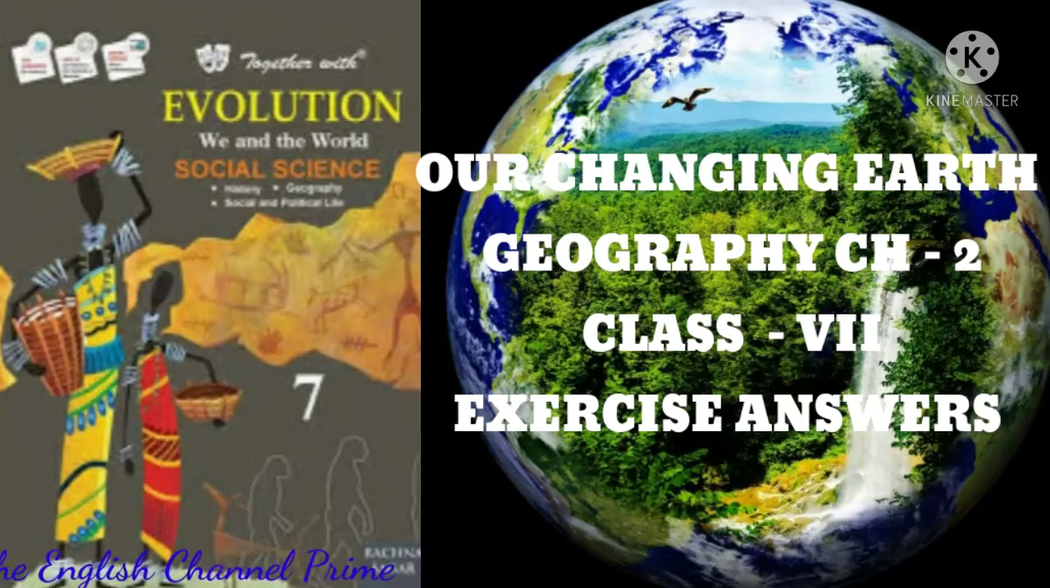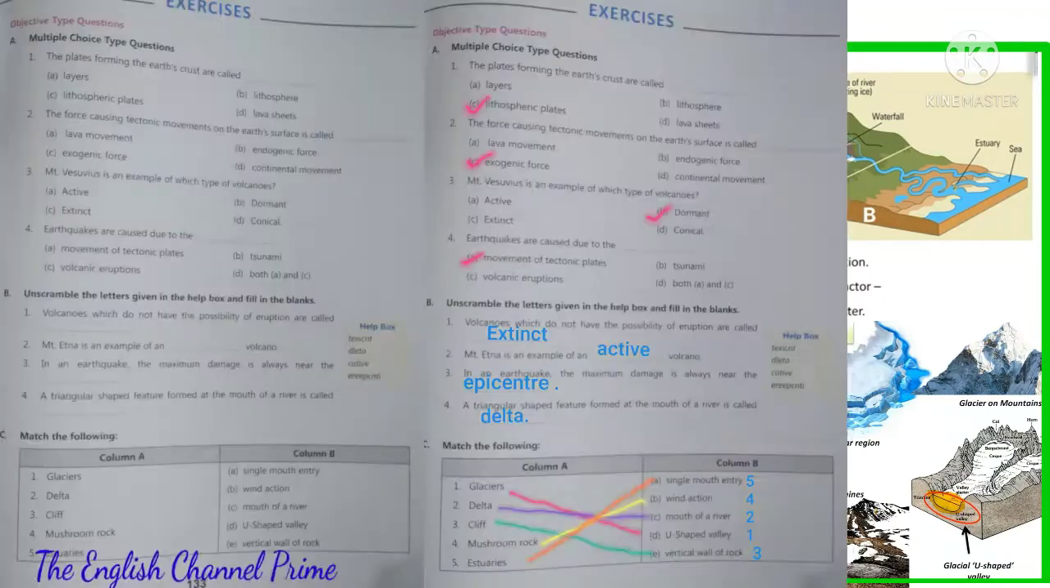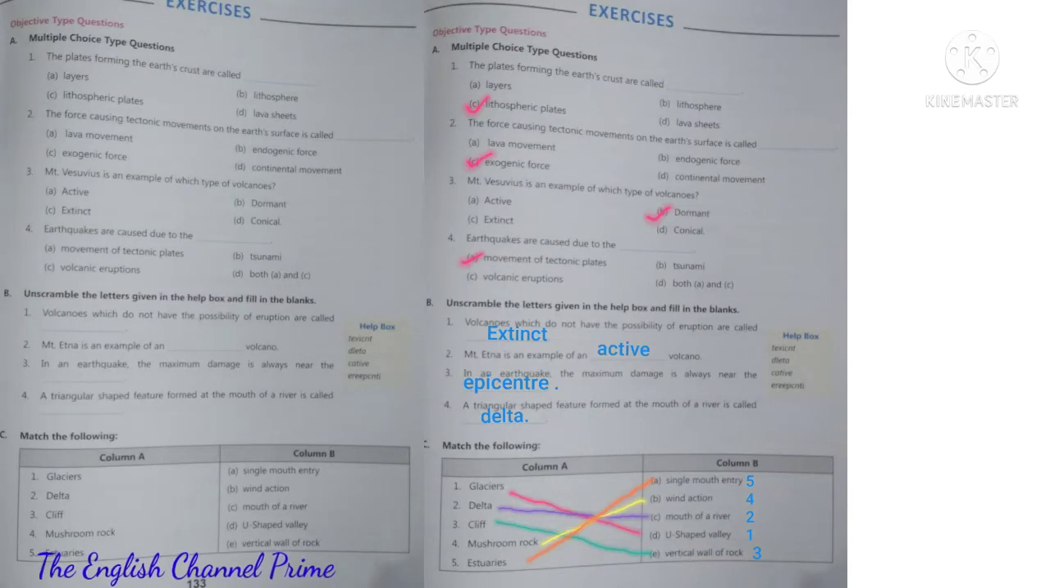Students, in the last class we completed chapter 3 of geography for grade 7, Our Changing Earth. We have also done a project on the agents of gradation. Now in this session, let's start doing the exercises. So all of you open page number 133. Let's start with the first main objective type questions.